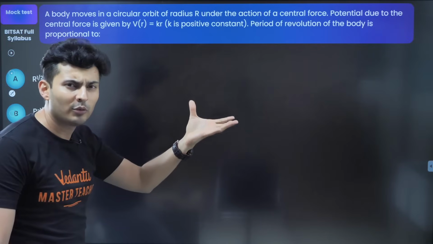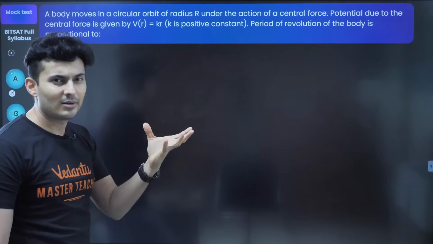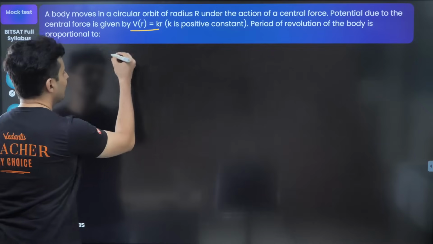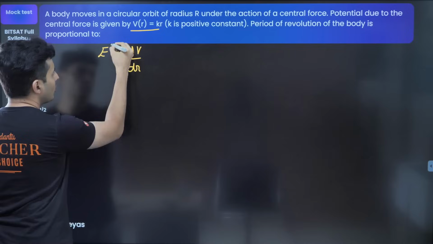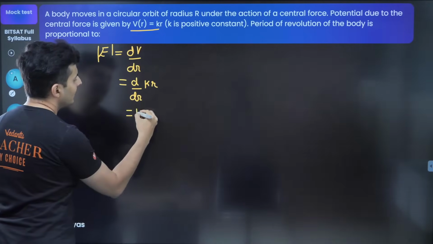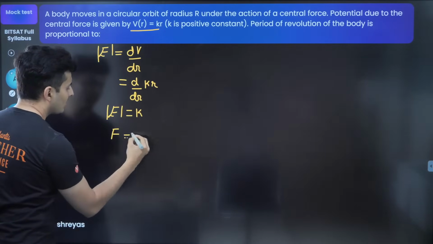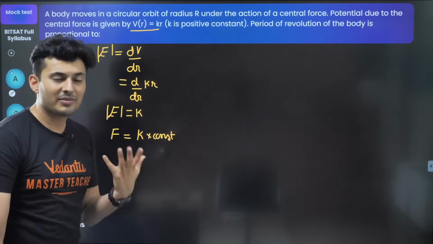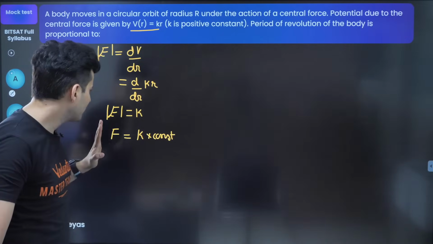From field you can find the force. From force you're going to find out, probably using Newton's laws, the angular speed and the time period. So maybe let's try and do that. Potential is given, so field as a function will be dV by dr, magnitude wise only. So it will be d by dr of kr, which is k, that's it. Now if this is the magnitude of the field, the force will be k multiplied by some new constant. Remember, force is field times charge or mass, so there will be some mass or charge over there.